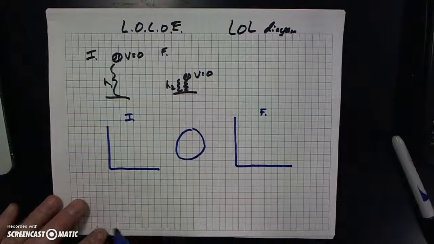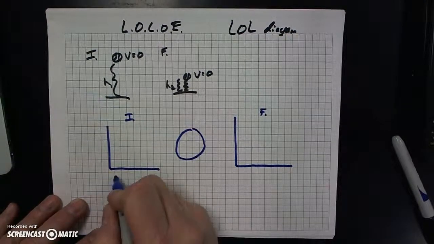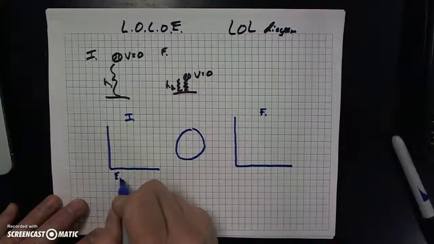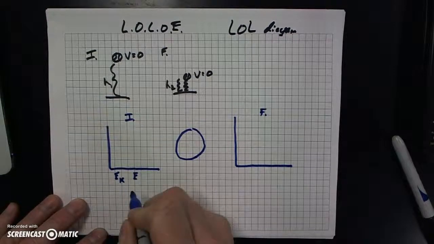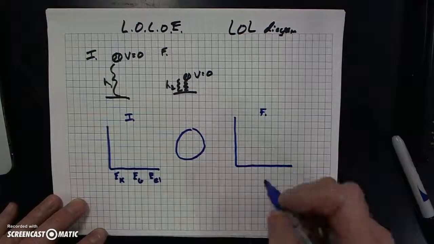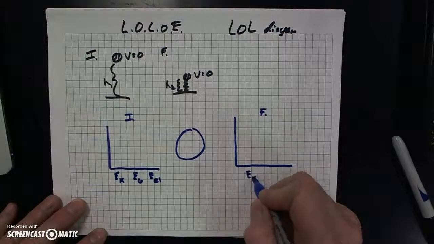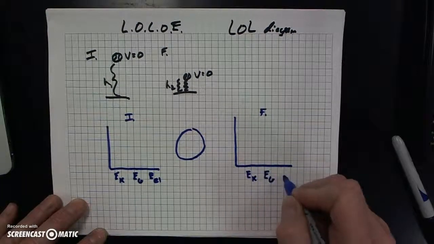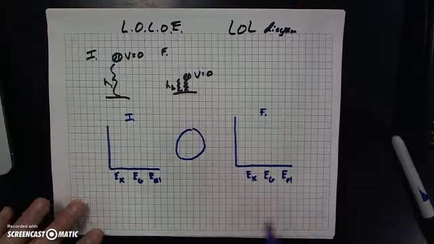Alright, so we're going to start off with, down here will be all the energy forms we have. So we could have kinetic energy, gravitational energy, or maybe elastic energy. And then we have the similar ones over here: kinetic energy, gravitational energy, elastic energy.